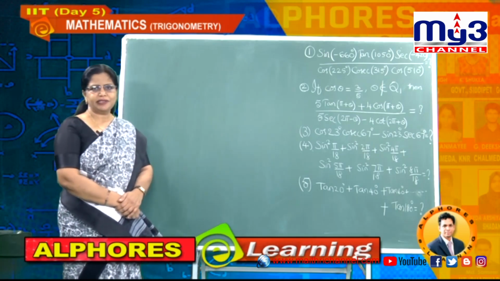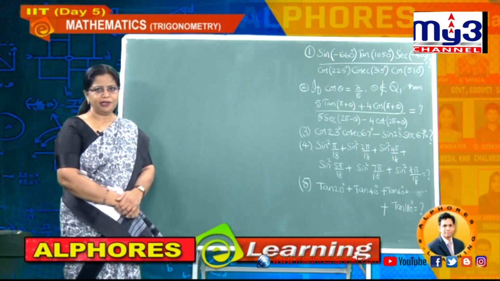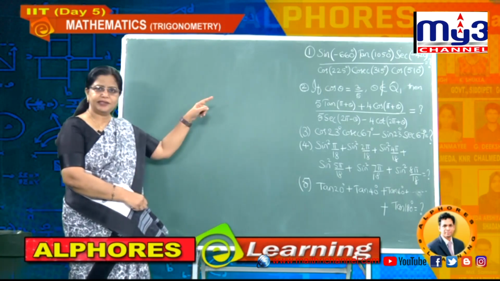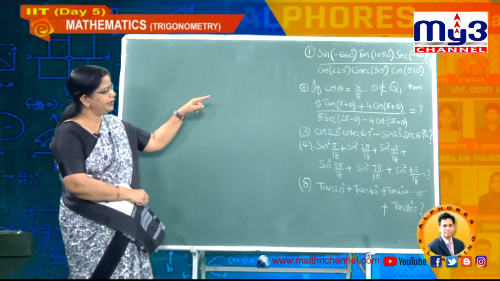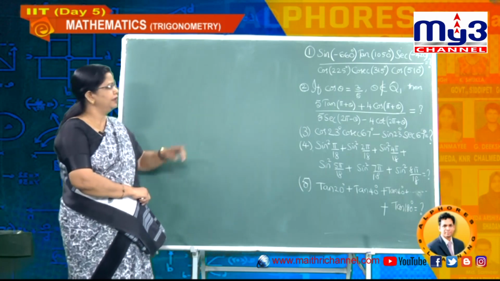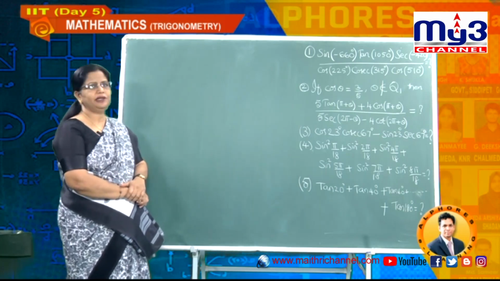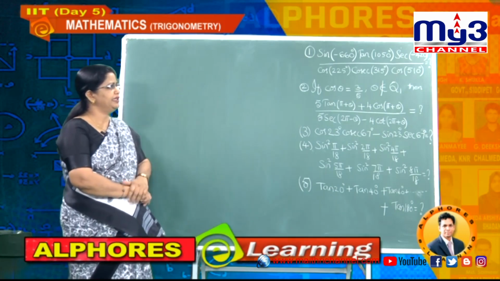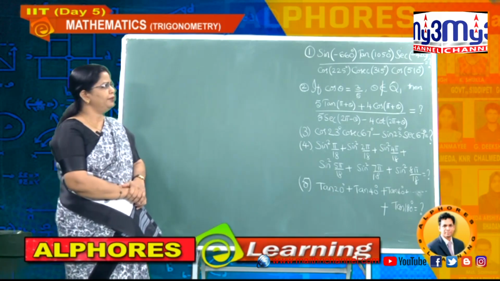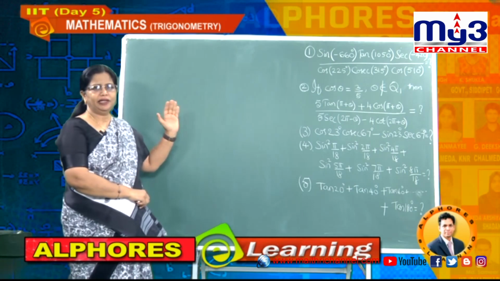Yesterday we discussed the allied angles theory part. Now we are going to discuss some problems. Observe, here I wrote some problems. First one, you take sine of minus 660 degrees, etc. is given. Now what are our allied angle combinations?